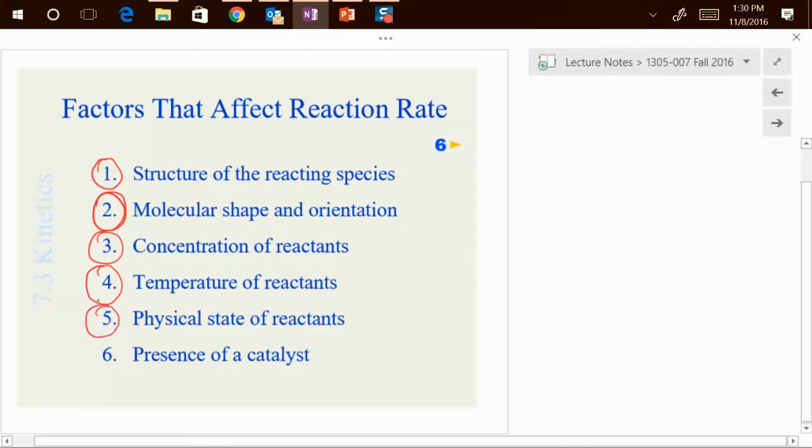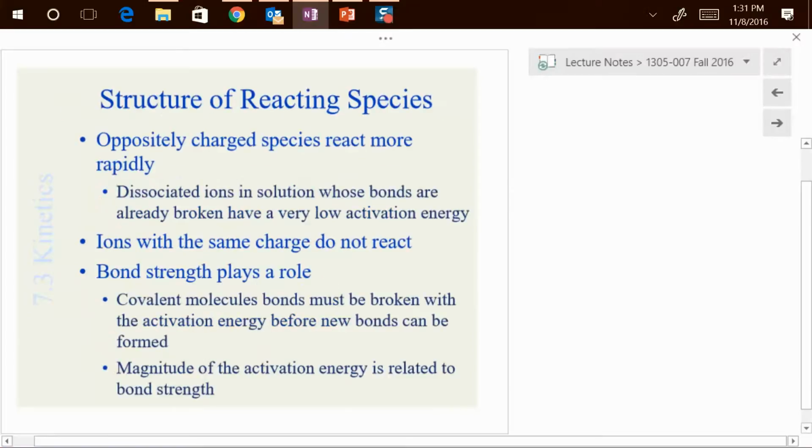Physical states of reactants. Is it a solid? Is it a liquid? Is it a gas? Is it a solution? Okay, those will affect how fast the reaction is going to occur. Presence of a catalyst. A catalyst will cause the reaction to go faster, and we're going to talk about why. Why will that happen? Okay?